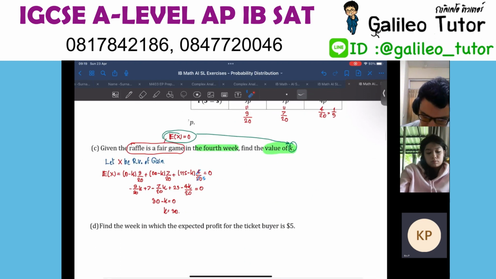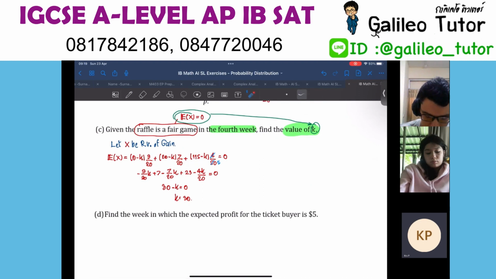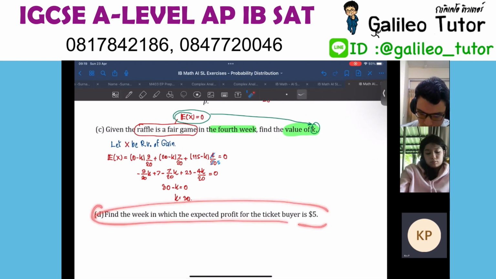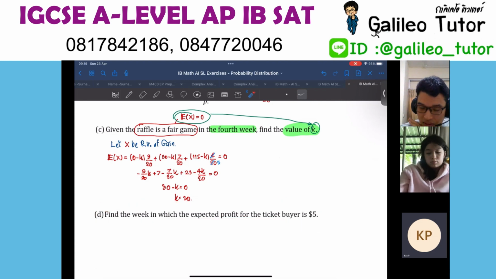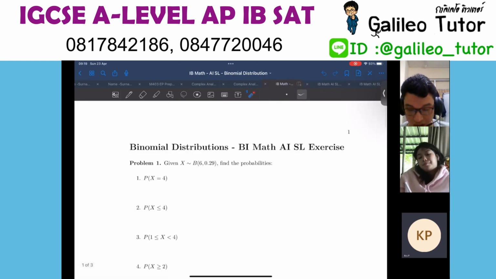It's quite expensive. Now, I want you to try to do the D problem yourself. I want you to find the week in which the expected profit for the ticket is $5. Find the week. Right. So now let's go to the binomial distribution. Here, you want to draw the graph of the binomial distribution.